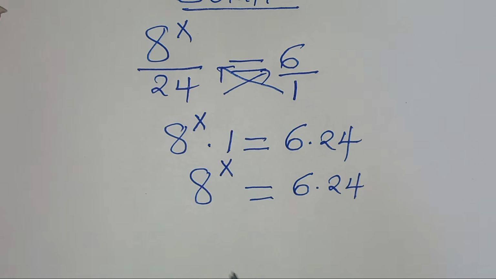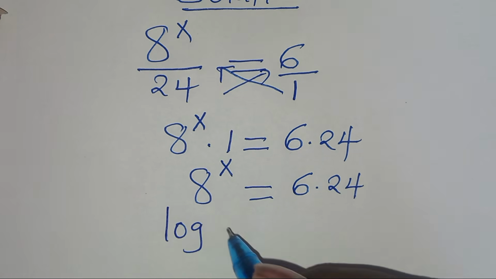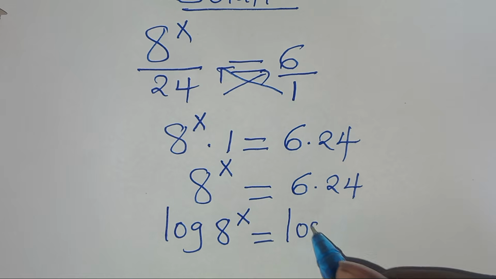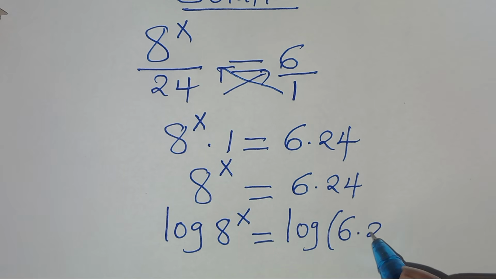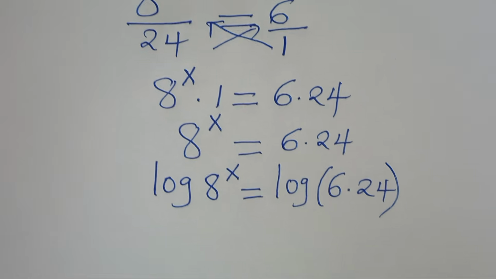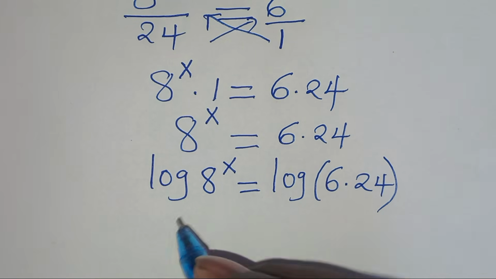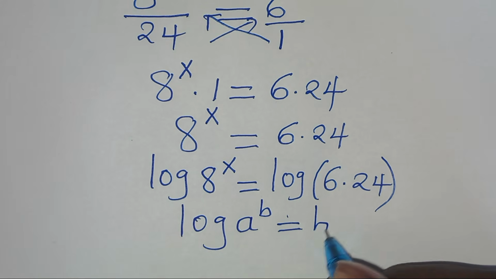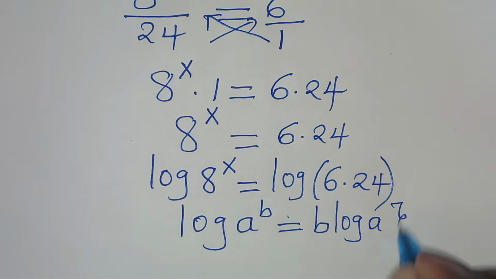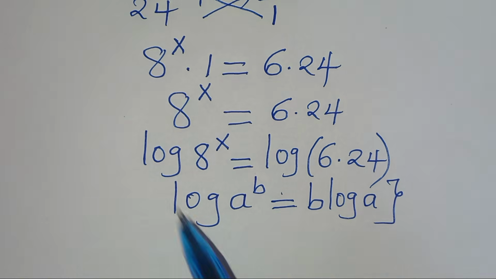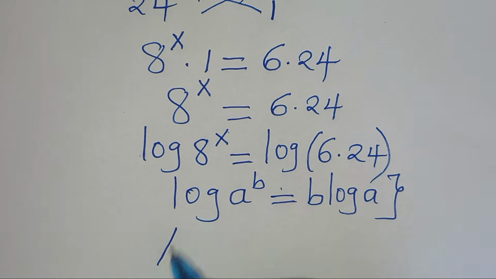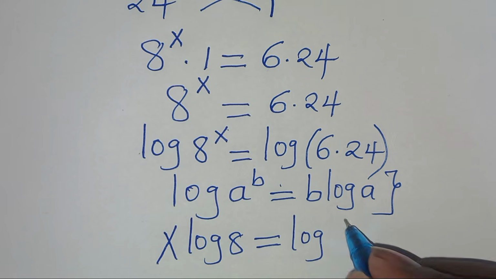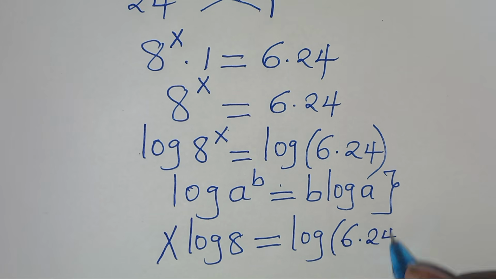To solve for the value of x, let's introduce logarithm on both sides. We have log 8 raised to the power of x. This is equal to log 6 multiplied by 24. Now, log 8 to the power of x is of the form log a raised to the power of b, which we can express as b log a. Applying this power log property, log 8 to the power of x becomes x log 8. This is equal to log 6 multiplied by 24.